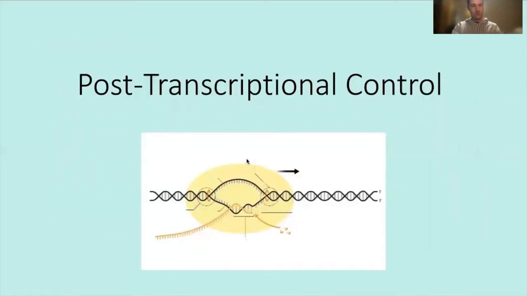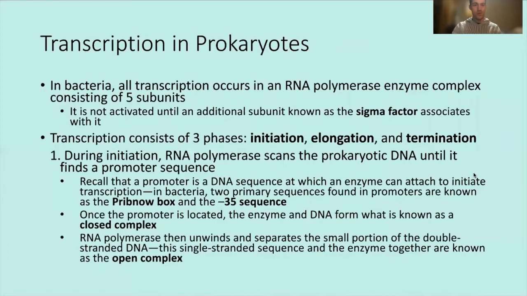Okay, so post-transcriptional control. We're going to talk a little bit about transcription in prokaryotes first, and then we'll compare it to eukaryotic transcription. So in bacteria, all transcription occurs in an RNA polymerase enzyme complex consisting of 5 subunits. Humans have a couple of different RNA polymerases. Bacteria just has this one complex. And like I said, it consists of 5 subunits.